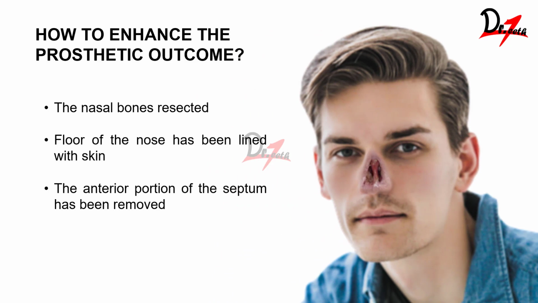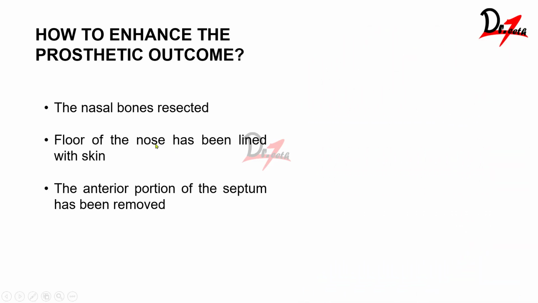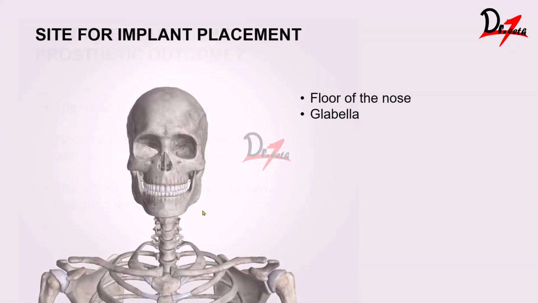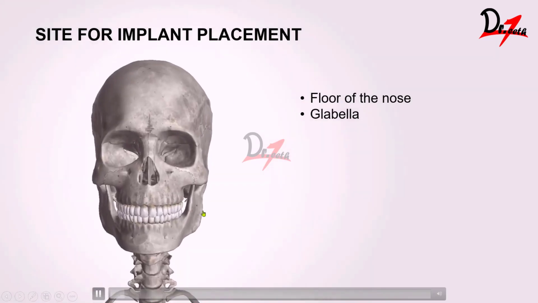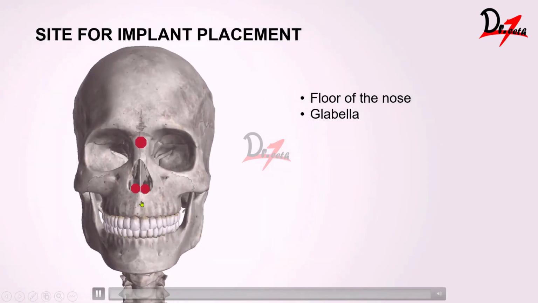And how can we enhance the prosthetic outcome? If the nasal bones are resected, if the floor of the nose has been lined with the skin, and the anterior portion of the septum has been removed. The site for implant placement for the nasal prosthesis is the floor of the nose and the glabella. The glabella has delta kind of bone, so it is not a preferred site and has many failure rates as reported in the literature.